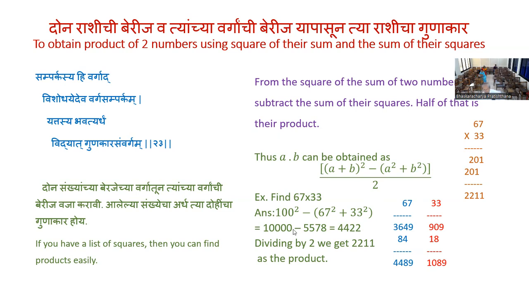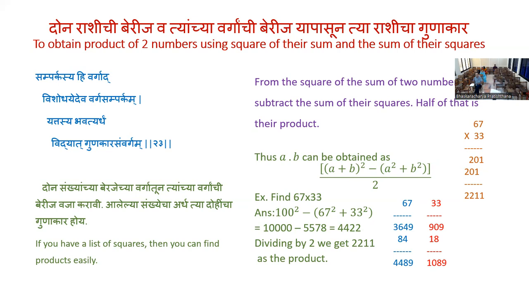For example, here 100 square minus 67 square plus 33 square. So 67 into 33, you want to find that. So the sum of these two numbers is 100. So 100 square minus 67 square plus 33 square. If you are remembering these squares of 67 and 33 and also their sum 100 square, then you can get 10,000 minus 5578, that is 4422.